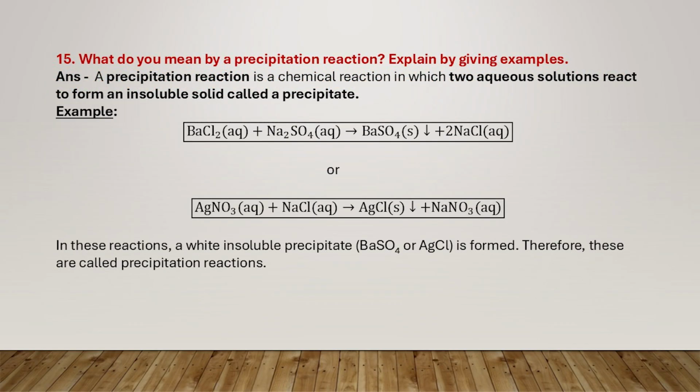15. What do you mean by a precipitation reaction? Explain by giving examples. Answer. A precipitation reaction is a chemical reaction in which two aqueous solutions react to form an insoluble solid called a precipitate. Example: BaCl2(aq) + Na2SO4(aq) → BaSO4(s) + 2NaCl(aq), or AgNO3(aq) + NaCl(aq) → AgCl(s) + NaNO3(aq). In these reactions, a white insoluble precipitate, BaSO4 or AgCl, is formed. Therefore, these are called precipitation reactions.